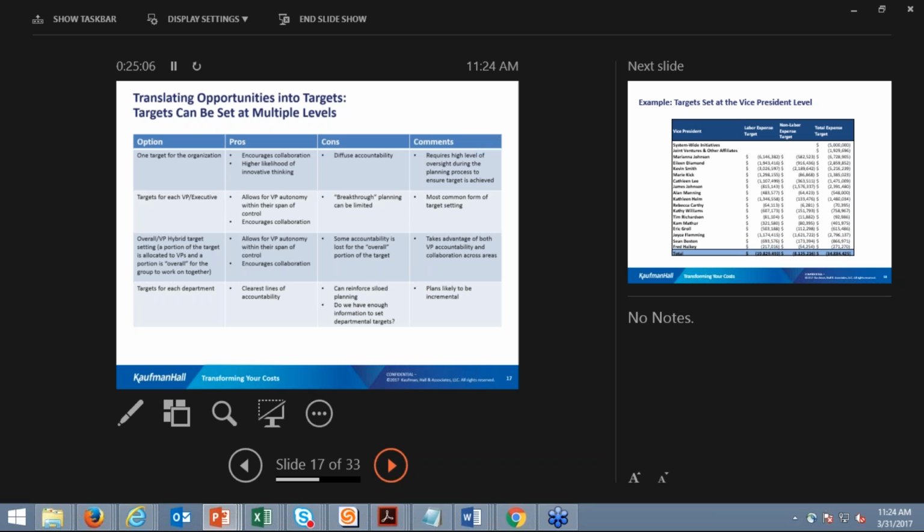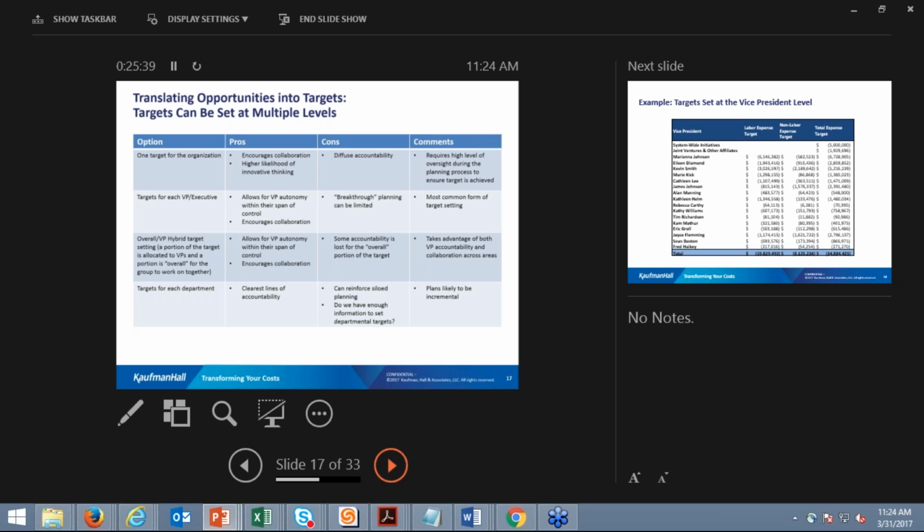On the other end of the spectrum is the bottom part of the screen, where we have targets for every single department. And while the levels in lines of accountability are quite clear, the problem with that is it can really reinforce some siloed thinking and folks really not collaborating on those targets. So really, the best practice is kind of a meet-me-in-the-middle approach, where we set targets at a vice president level, or some of the targets are allocated to VPs, but a portion are working together.